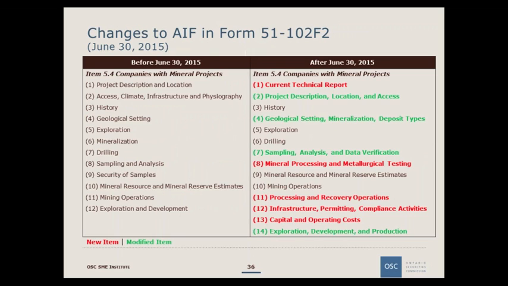There have been some changes to the AIF form that applies to companies with material mineral projects. There was a revision to item 5.4 of Form F2, the AIF form, for companies with mineral projects, and that was done to reflect the changes that were made to the technical report form in 43-101 in the 2011 revisions. So going forward, AIF disclosures for issuers with mineral projects will follow more or less the revised form. The red items there are the new requirements, and the green ones are somewhat modified requirements. For example, we telescope sampling analysis and data verification together, and we added on things like mineral processing, metallurgical testing, the processing and recovery operations, the additional infrastructure, compliance activities that are going on at the project, and a summary of the capital and operating costs.